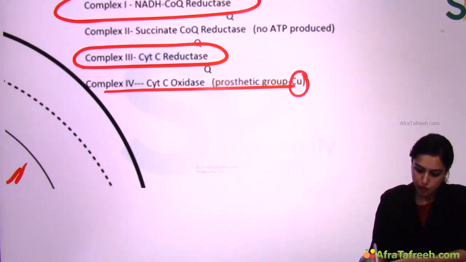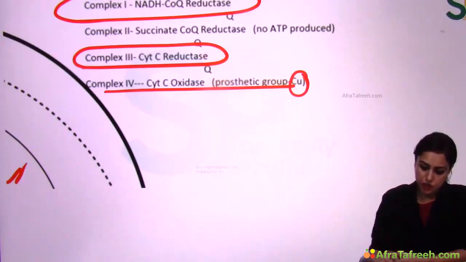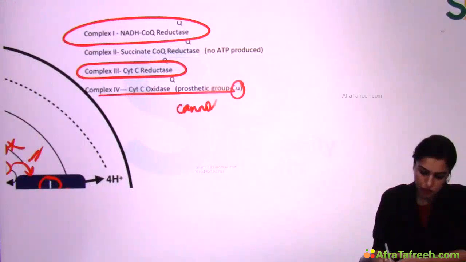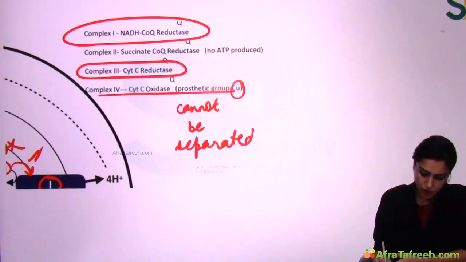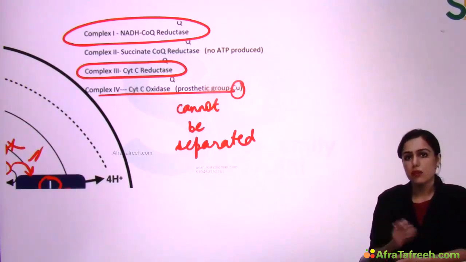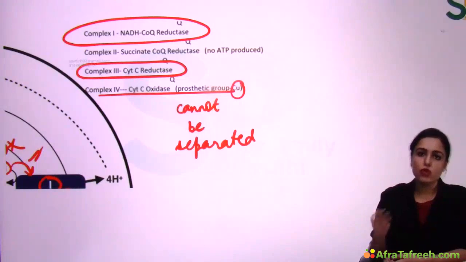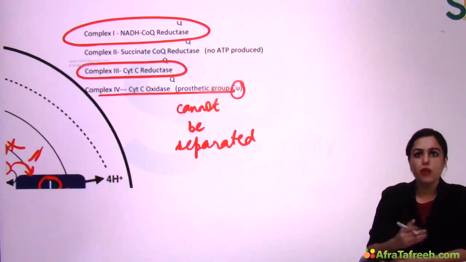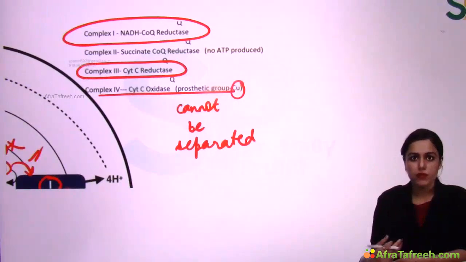Prosthetic group is copper here. Prosthetic group means it cannot be separated. Means copper can never be separated from this enzyme cytochrome C oxidase. If we say some metal is a cofactor, that means that metal can be separated and joined with the enzyme also. But when we say prosthetic group, it is never separated because it is bound with a covalent bond, right?